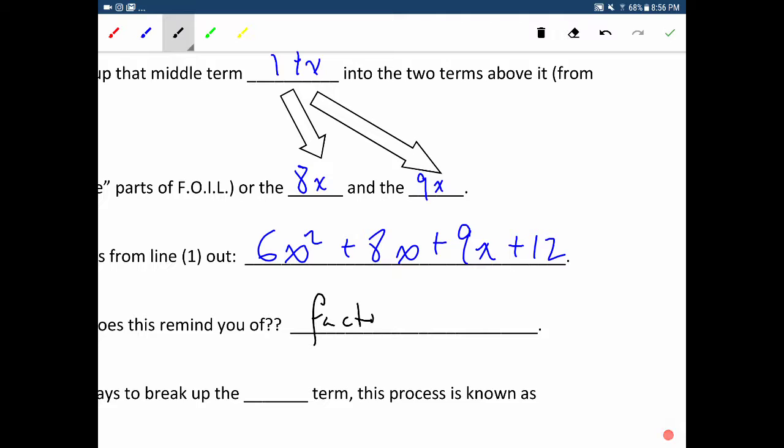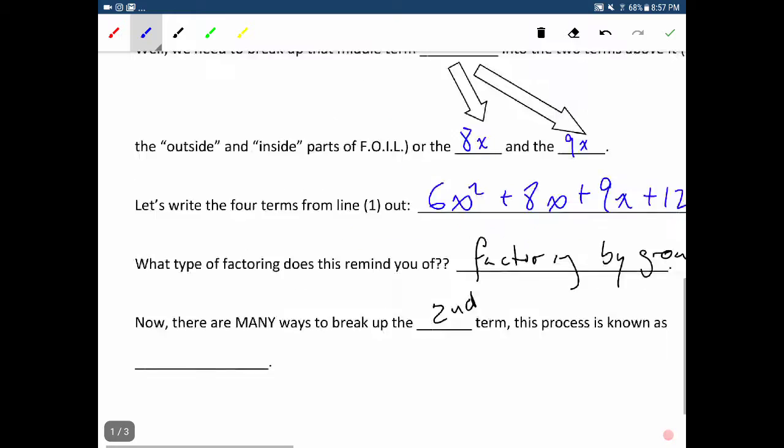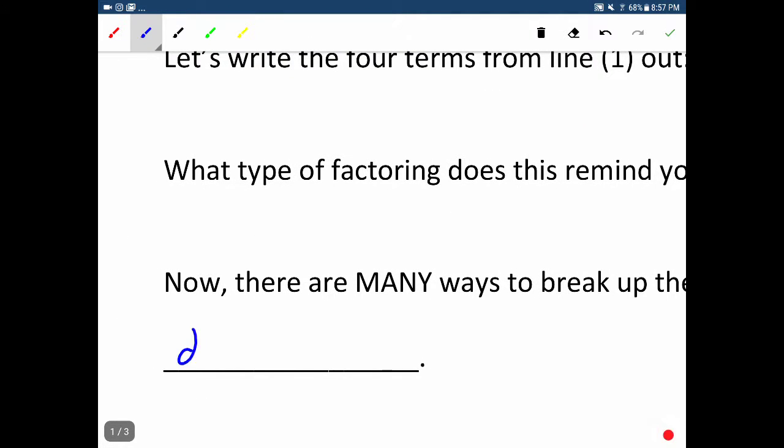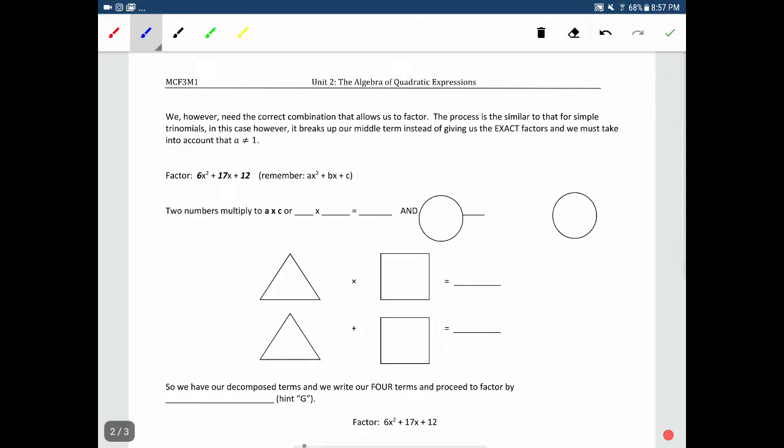Factoring by grouping. Alright? So, there are many ways to break up the second term. And the process we're going to use is what we call decomposition. All right. So let's look at how that works.